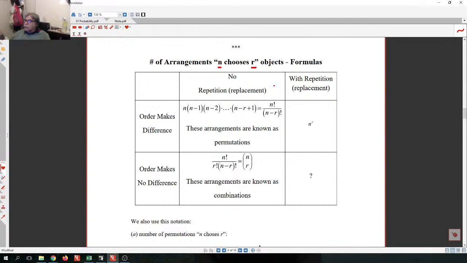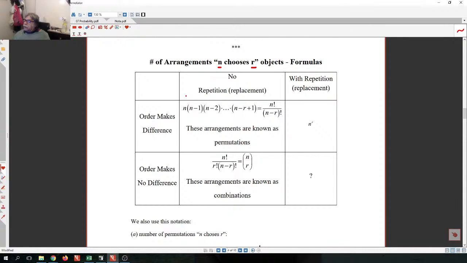Replacement stands for if you choose an object and then you put it back in the set of objects you have to choose from, and then you choose it a second time. Or if you have a repetition, so you can make repetition. So one way is not to have a repetition, another way is to have a repetition or possible repetition. So it's a different story here.